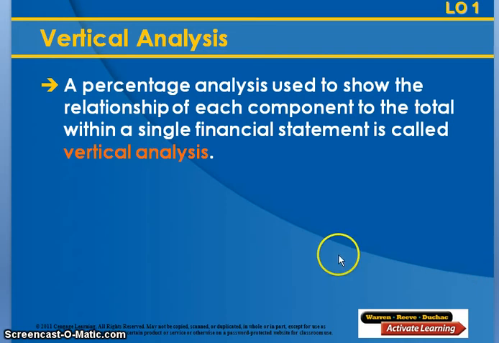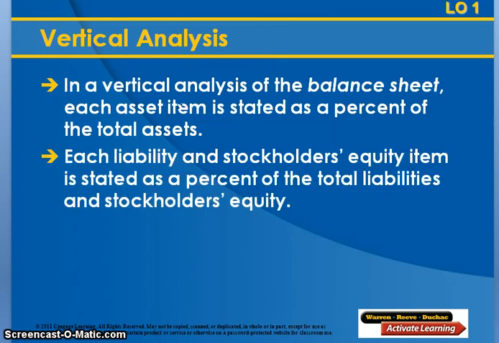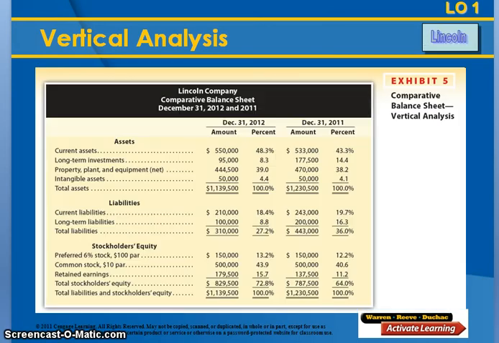All right, a different way to look at these financial statements is a vertical analysis, which by definition here is up and down. What we're looking at is what percentage any single component is of the total.